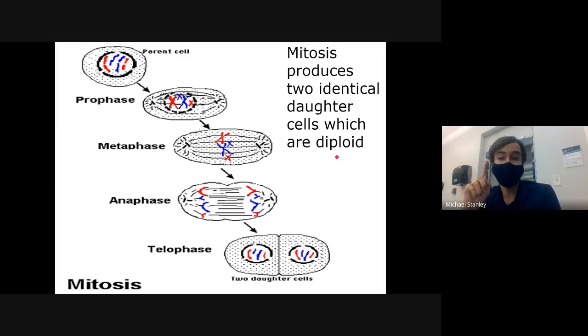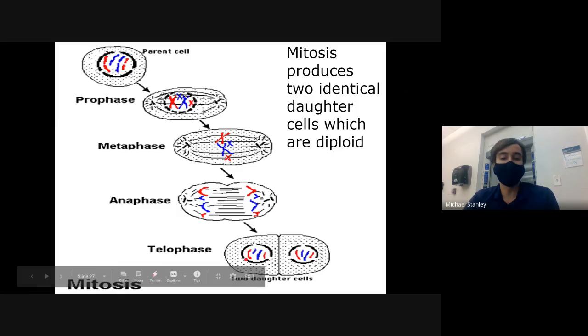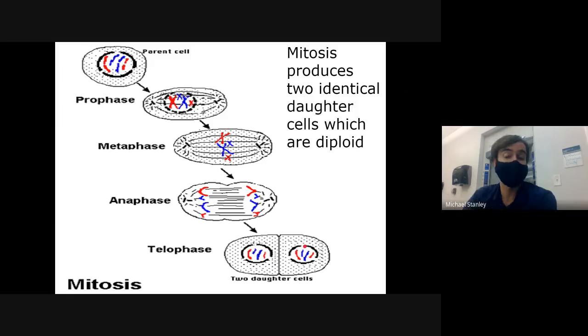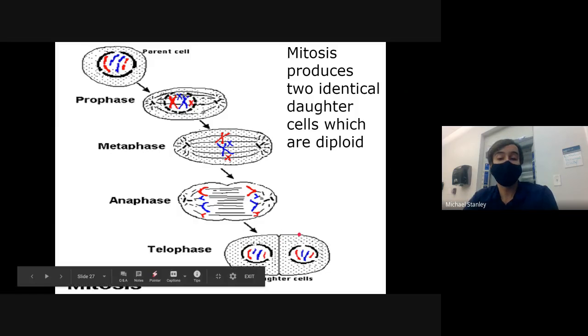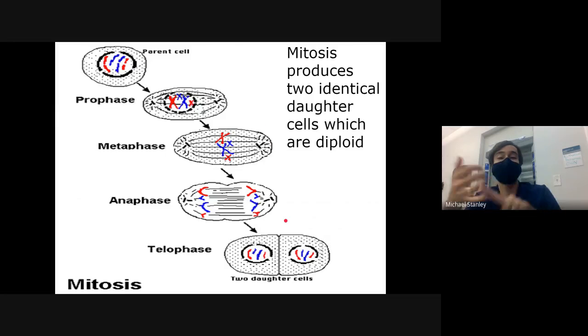So the big thing, the most important thing to remember about mitosis, if you remember nothing else, remember this. At the end of mitosis, we get 2 identical daughter cells that are diploid. So each of these cells has a full set of 46 chromosomes, and each of them looks identical to not only each other, but also to the original parent cell. So they have the exact same set of DNA as the parent cell, the exact same set of structures and organelles. They're going to do the exact same job as the parent cell.